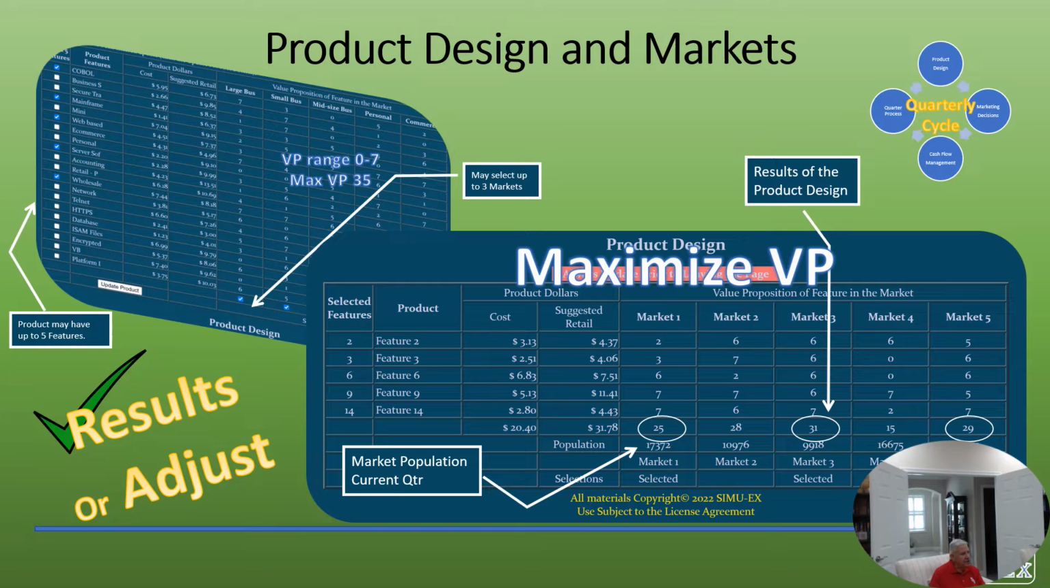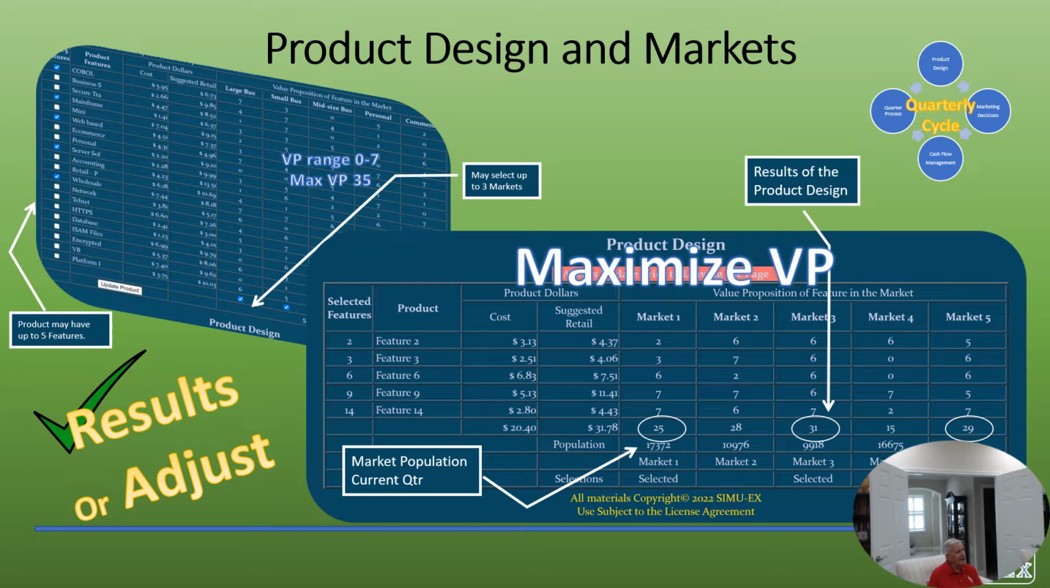Now, this is extremely important in those simulations where it has been configured to not allow changes to the products in quarters 2, 3, and 4. If that is your simulation, then you must ensure that the product you have designed in quarter 1 is the product you wish to sell for the entire 4 quarters of the simulation itself.